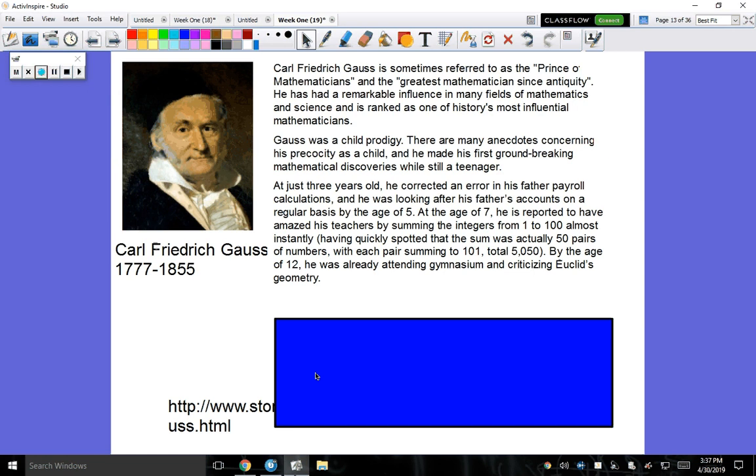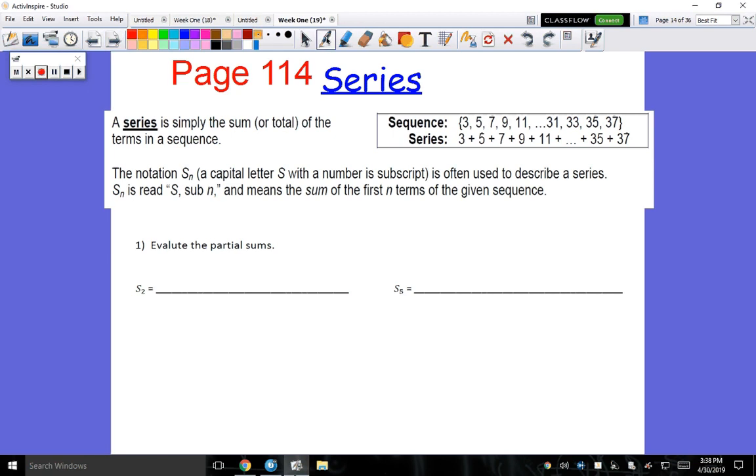He was looking after his father's accounts on a regular basis by the age of 5. At age 7, he's reported to have amazed his teachers by summing the integers between 1 and 100. So 1 plus 2 plus 3 plus 4 plus 5, all of those at the age of 7, instantly, where he could do it in his head. And he knew that it was the sum of actually 50 numbers that were paired up. So it was the first and last, the second and the second to last, the third and the third to last, and so on and so forth. And by the age of 12, he was already attending gymnasium and criticizing Euclid's geometry. Very awesome, and he made a huge contribution when it came to series and sequences for sure.